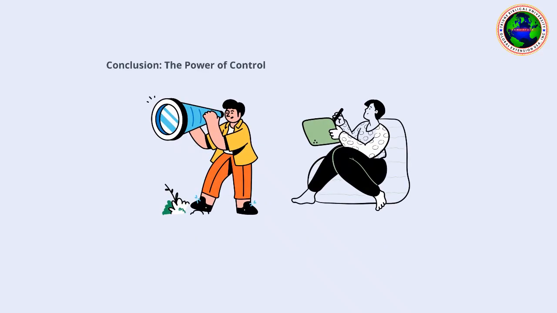In conclusion, control systems are the unsung heroes of modern engineering. They ensure that machines, devices, and processes work reliably, safely, and efficiently. By mastering the foundations of control systems, you're taking the first step toward understanding and shaping the technology of tomorrow.